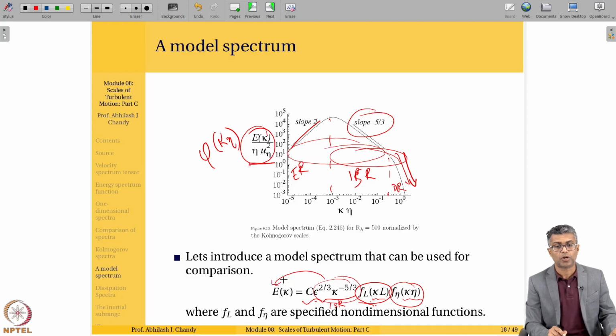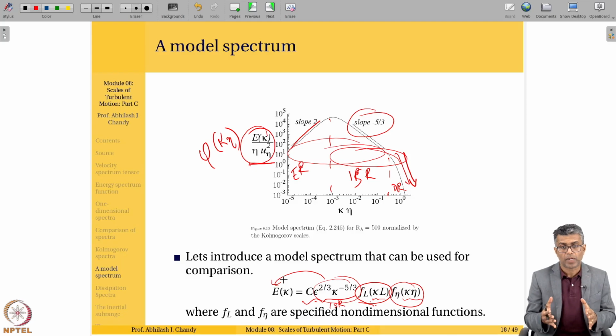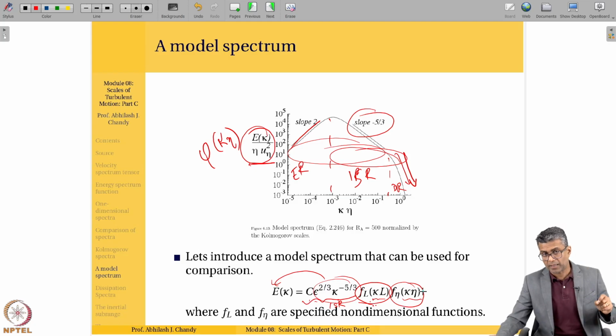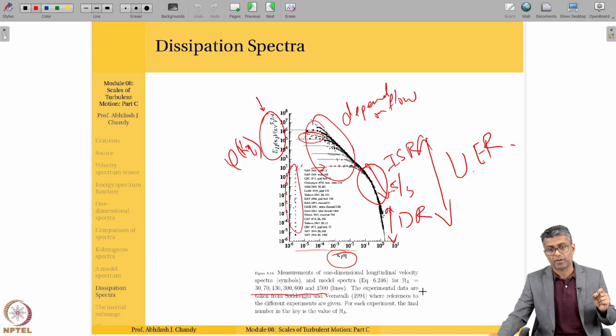If I take this epsilon to the 2/3 and kappa to the minus 5/3 to the other side, essentially I multiply with epsilon to the negative 2/3 and kappa to the 5/3 on the left-hand side, multiplied with the energy spectra. Then what am I left with? I am left with some universal constants: C, F_L(κ_L), and F_η(κη). So I do that. That's your compensated 1D spectra.